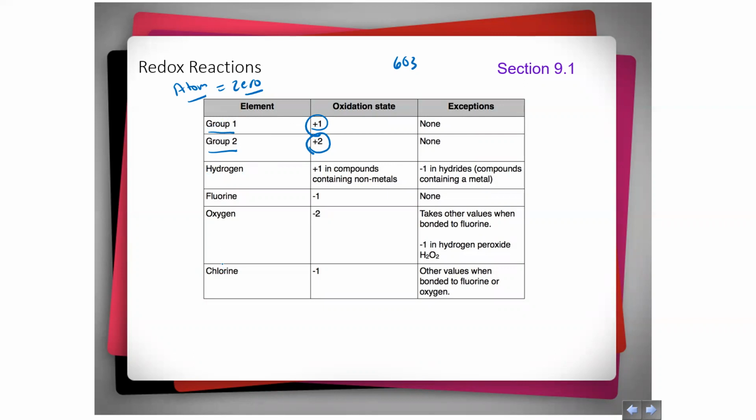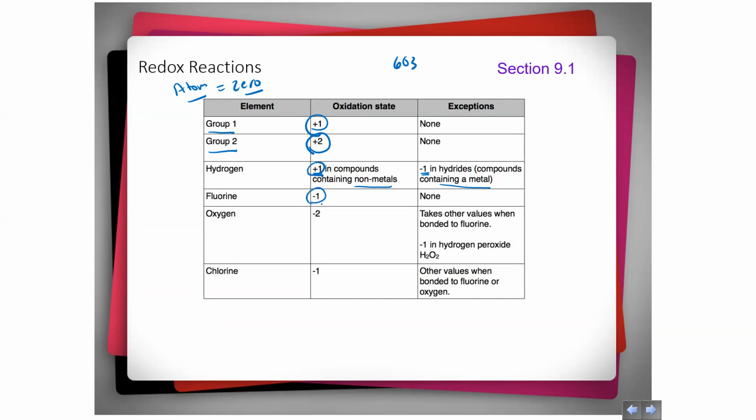These others are a little bit wonky. Hydrogen is almost always +1, unless it's in a hydride. So it's +1 when it's attached to something that's a nonmetal, and it's -1 when it's attached to something that is a metal, a hydride, like calcium hydride. So then it would be -1. But most often it's +1, like its charge.